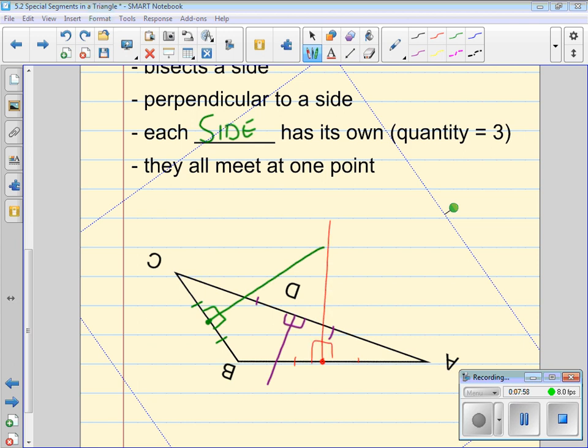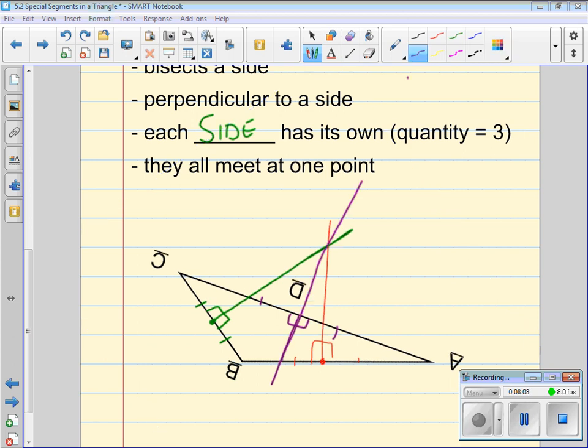So I can see that they all are going to meet out here where the green and the red are already on their way. So let me get the purple one out there. And there they are. All three meeting outside this time. All right, let's move on.